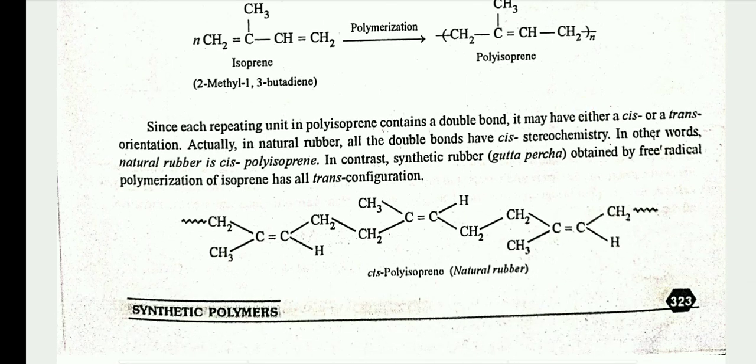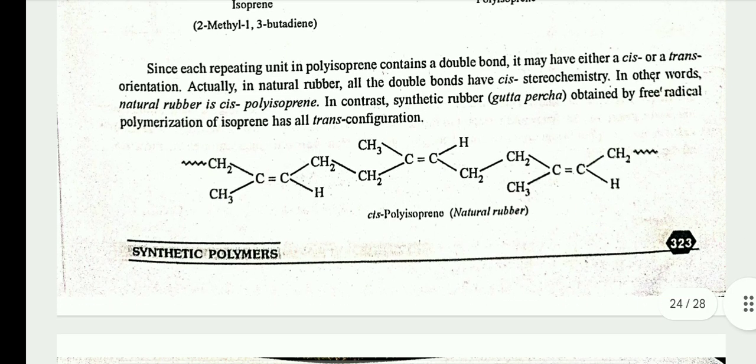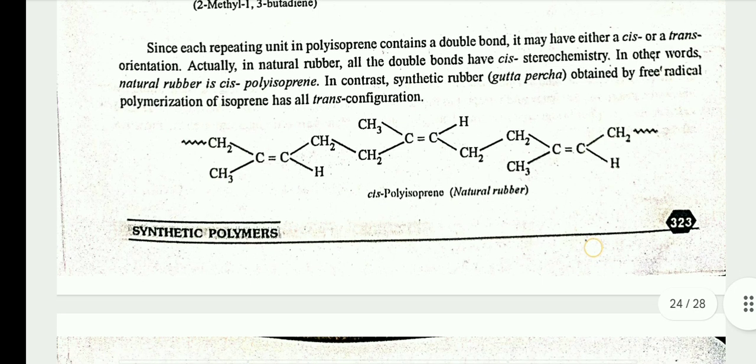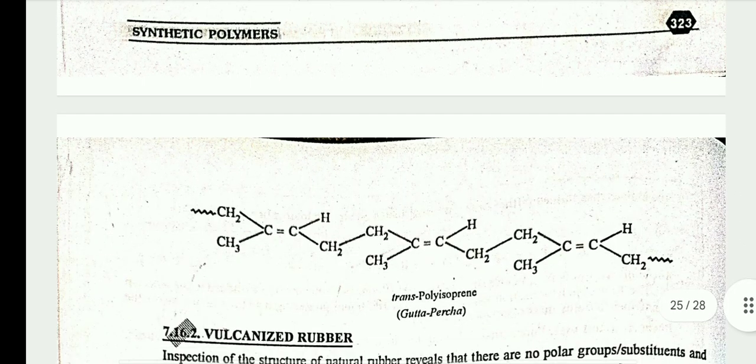Since the repeating unit in polyisoprene contains a double bond, it may have either a cis or trans orientation. Actually, in natural rubber, the double bonds have cis stereochemistry. In other words, natural rubber is cis polyisoprene. In contrast, synthetic rubber obtained by free radical polymerization of isoprene has all trans configuration.